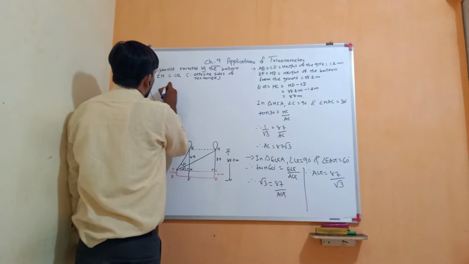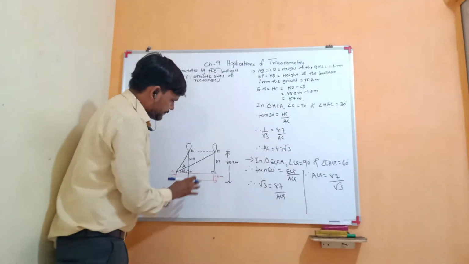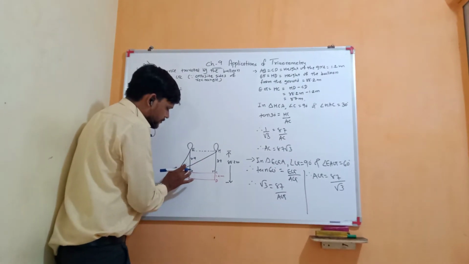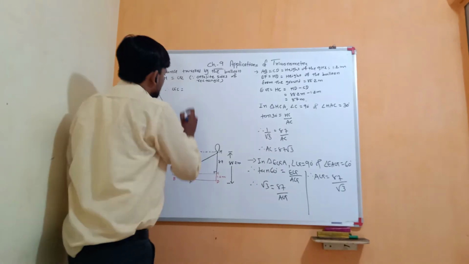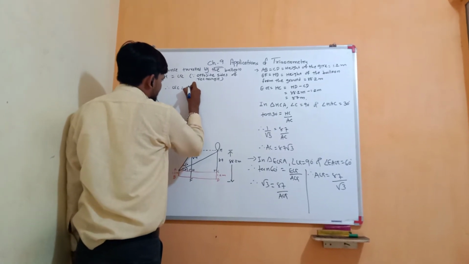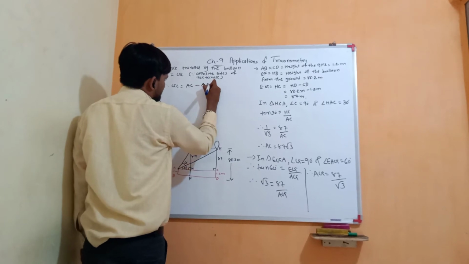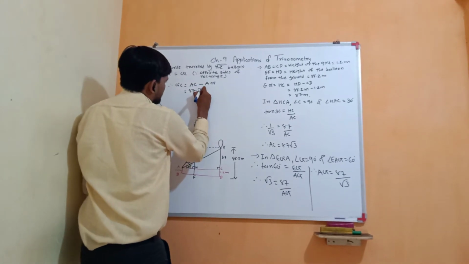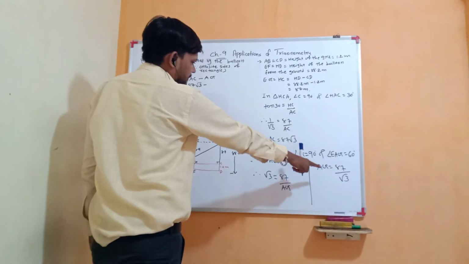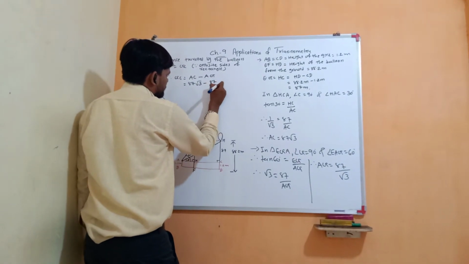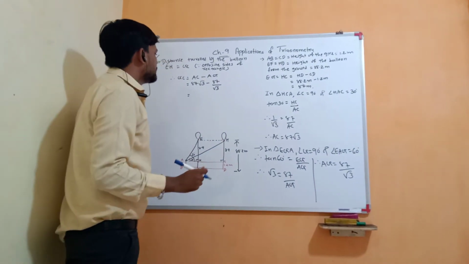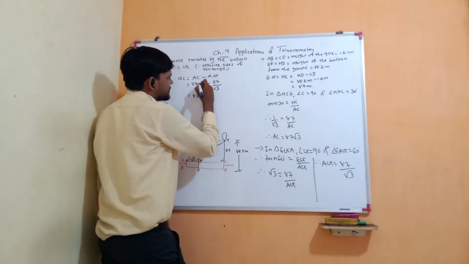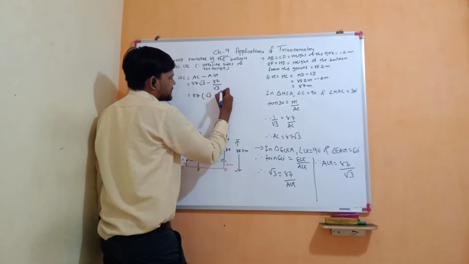Right? Now GC, how can you find? To find the GC, what we have to do? You have to subtract AG from the AC. So GC equal to AC minus AG. Clear? Where AC is 87 root 3 minus AG is 87 upon root 3. Right? Now you can take 87 as a common out. So remain is root 3 minus 1 upon root 3.